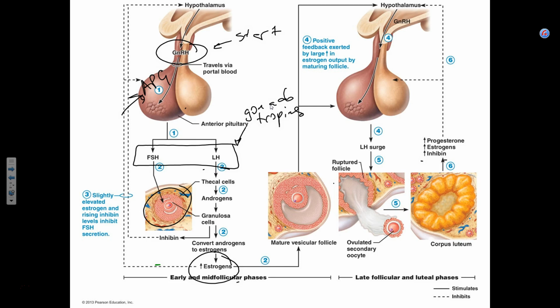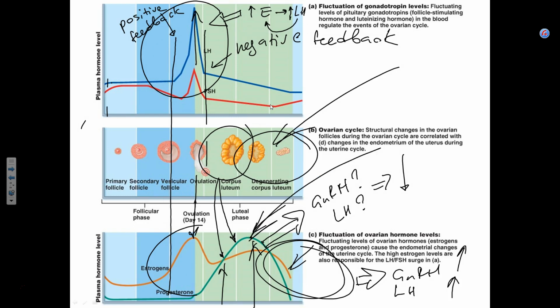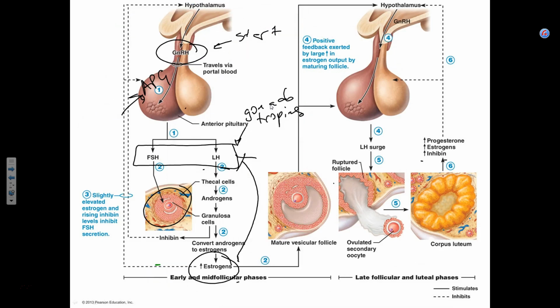As estrogen levels rise, what effect does estrogen have on the LH? At this point, it inhibits, right? It decreases, blocks LH release. Why do levels of estrogen, like shown here, keep rising? Because the follicle becomes bigger. Now at this point, we have a huge vesicular follicle.